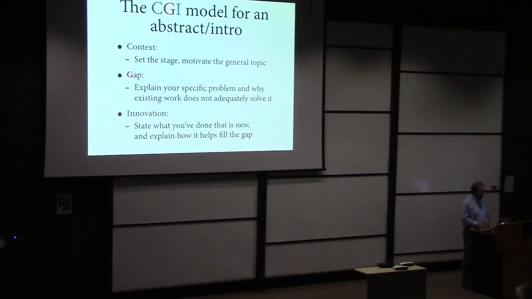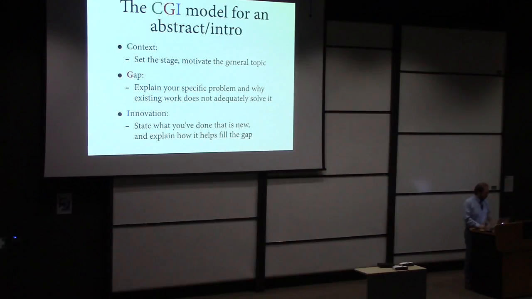Then once you've explained that specific problem, you move to innovation, where you state what you've done that's actually new, and clearly connect it to the gap that you've set up. Another common rookie mistake is to state the gap, and then state the contributions, and then the reader's like, well, exactly how is this contribution related to the gap? You don't want the reader to have to connect the dots. You want to connect the dots very explicitly for the reader.